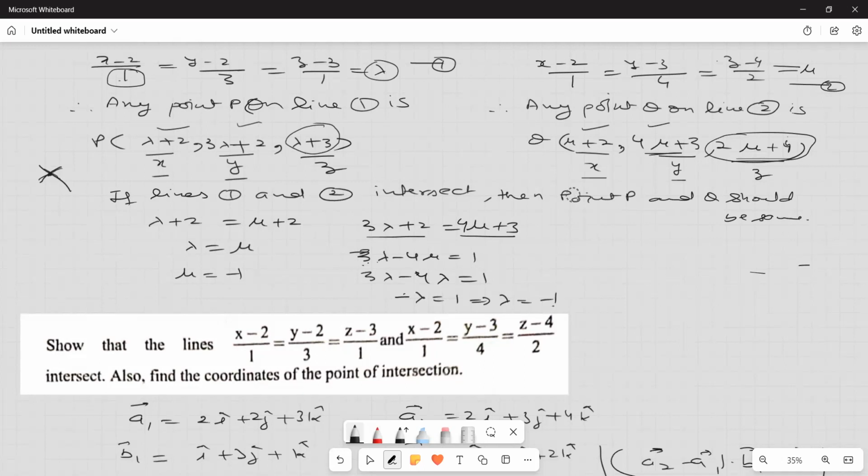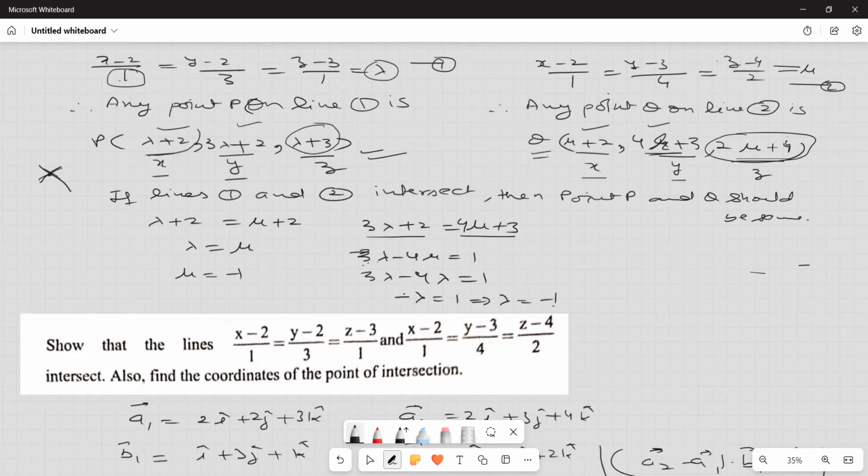If the z coordinate of both is same, means the lines are intersecting, and the point will be found by putting the lambda or mu value in any of these. Either put in P or Q, the point will remain the same. So we have done this mistake. This is 4 mu. This was taken by mistake.